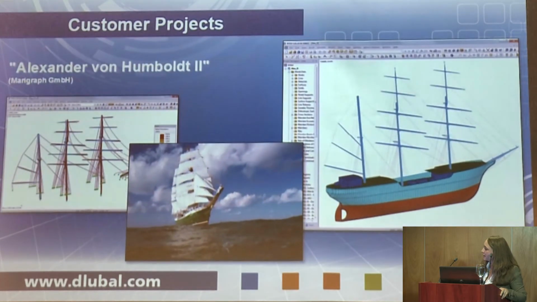And as you can see, we are not only used in civil engineering projects, in building projects, we were also used for reconstruction design for a ship. Alexander von Humboldt II is a ship of the German Navy.